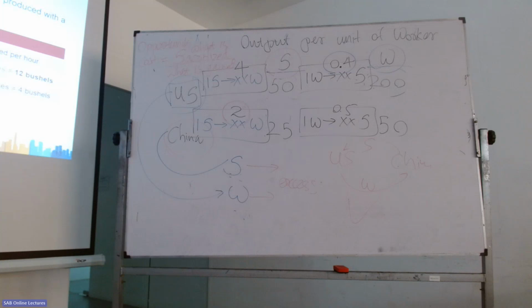And then calculate the opportunity costs and find which country has the comparative advantage in production of each commodity. You have to find the opportunity cost in the same way as I did on the board. So the formula for opportunity cost is what is sacrificed divided by what is gained.